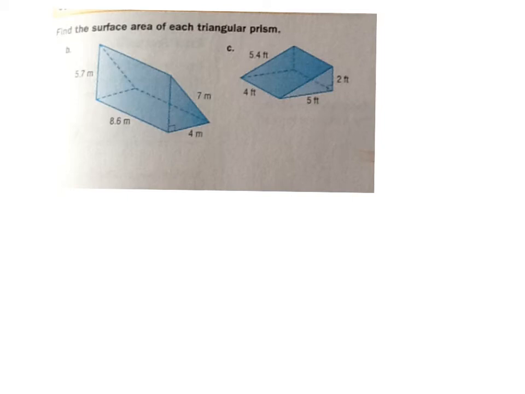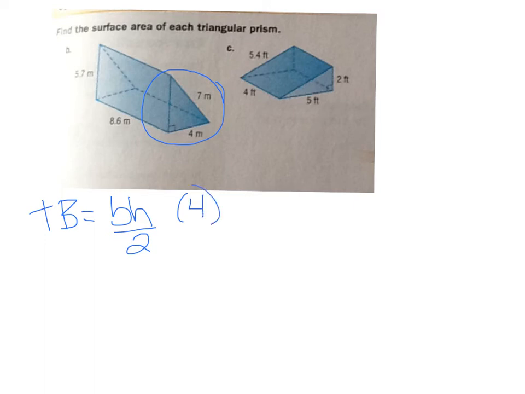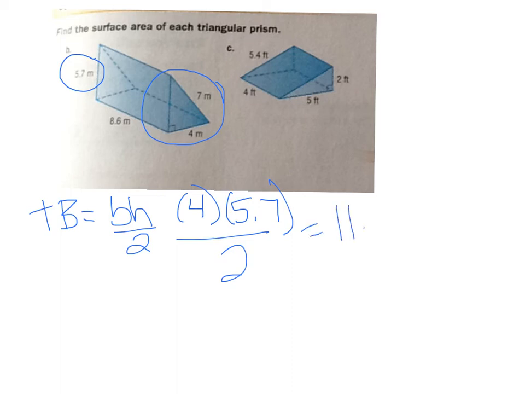Let's do letter B on page 775. So my first thing on B is to look at my base of a triangle. So I have my triangle base. Base times height divided by 2. Well, my base is 4, and my height is right over here, 5.7. All divided by 2. So you're going to take 4 times 5.7 and then divide that by 2, and you get 11.4.